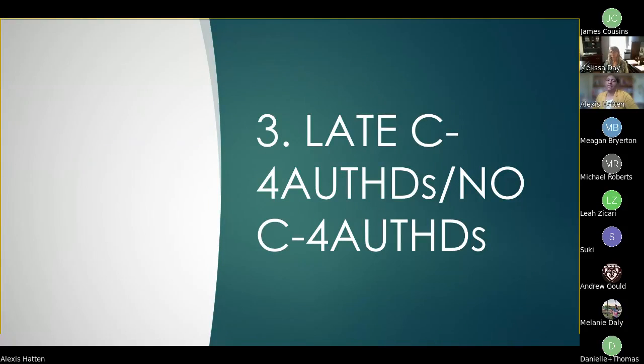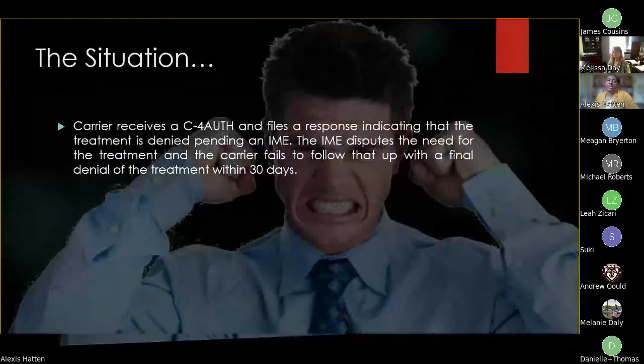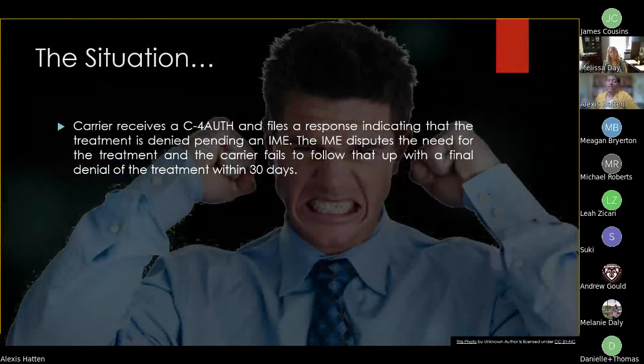Number 3, late C4 off Ds or no C4 off Ds. So in that situation, the carrier receives a C4 off, files a response indicating the treatment is denied pending an IME. The IME very helpfully disputes the need for the treatment, but the carrier fails to follow that up with a final denial of the treatment within 30 days.